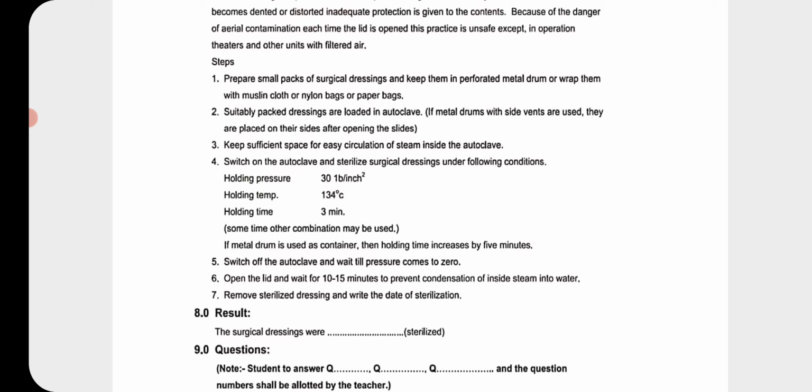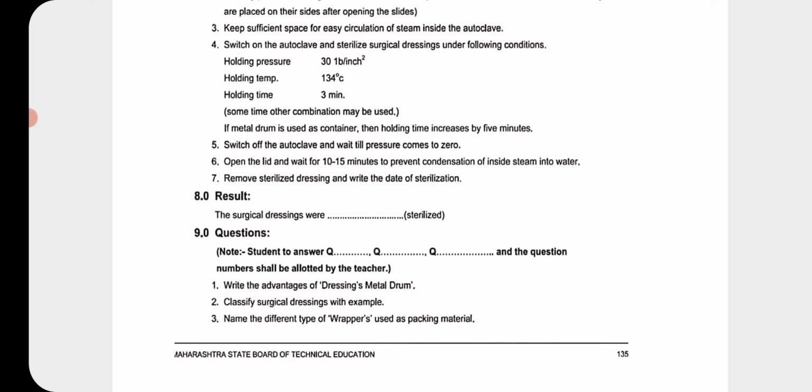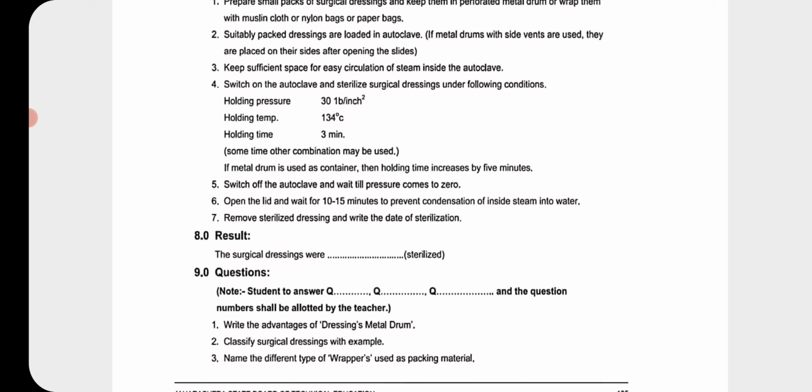The result: the surgical dressings were sterilized or not sterilized. Fill up the result to show your understanding of the study. This is experiment number 26. Okay, thank you.